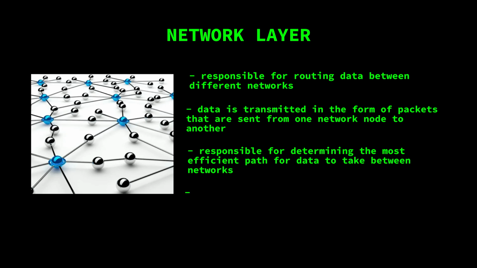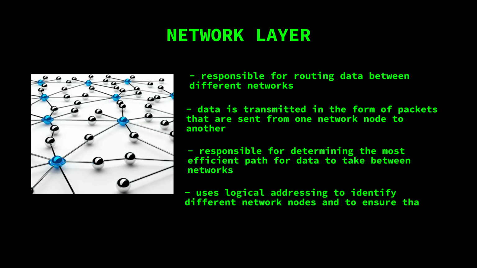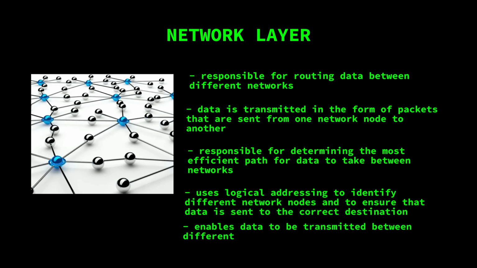The network layer also uses logical addressing to identify different network nodes and to ensure that data is sent to the correct destination. Internet Protocol (IP) is the most commonly used protocol at this layer, and it uses IP addresses to uniquely identify devices on a network. By providing routing and addressing functions, the network layer enables data to be transmitted between different networks, making it a key component of the internet and other wide area networks.